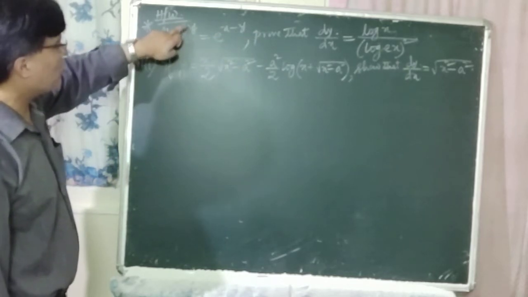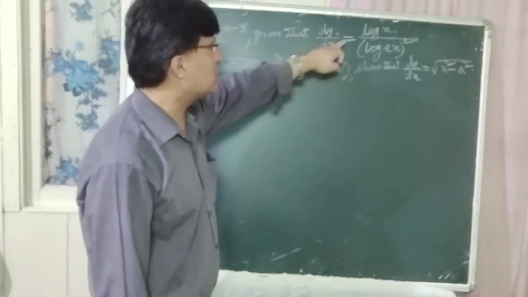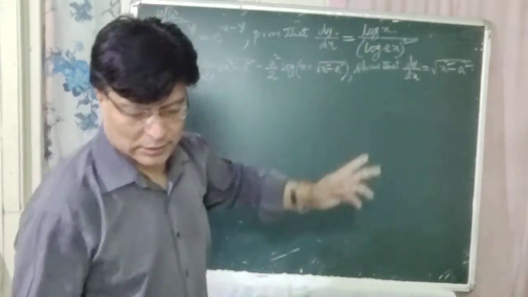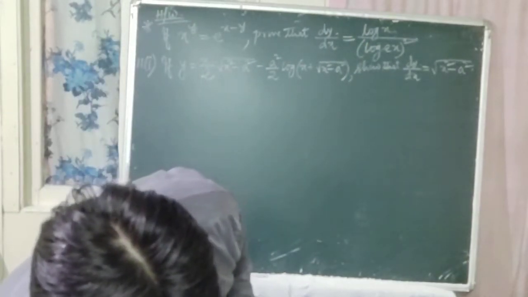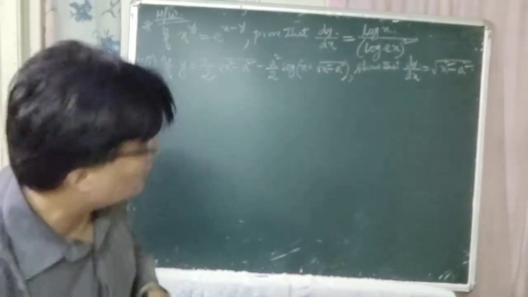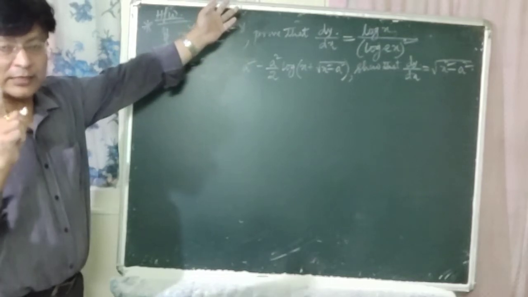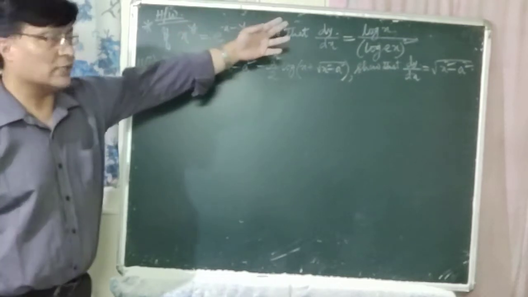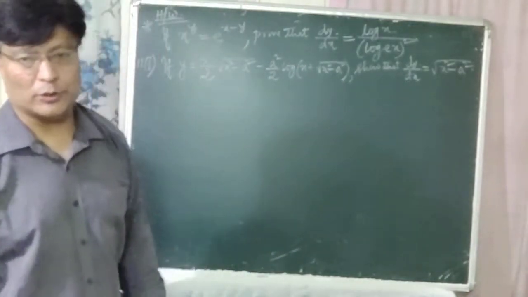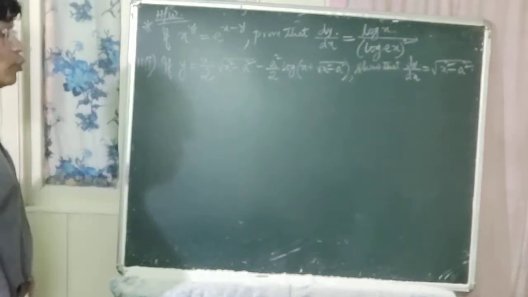If x to the power y is equal to e to the power x minus y, prove that dy by dx is equal to log x divided by log ex whole square. It is similar to the problem we just did, that is problem number 10, isn't it? It is the same as problem number 10. I will not give you the hint now. Okay? Do it yourself. Prove that dy by dx is equal to log x divided by log ex whole square in the denominator.